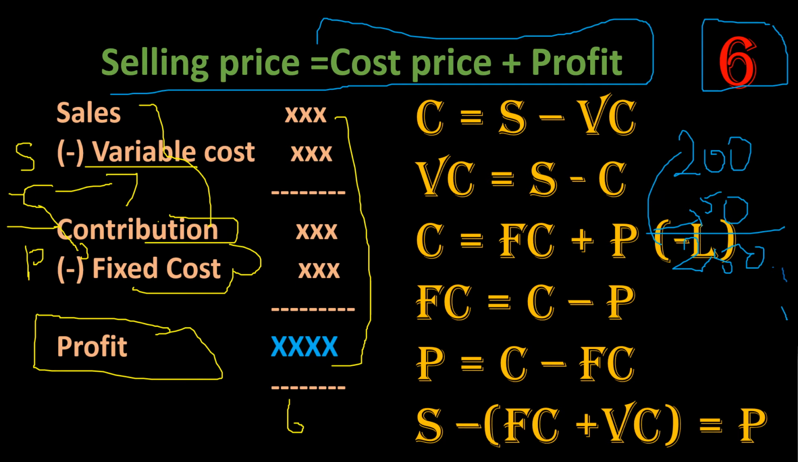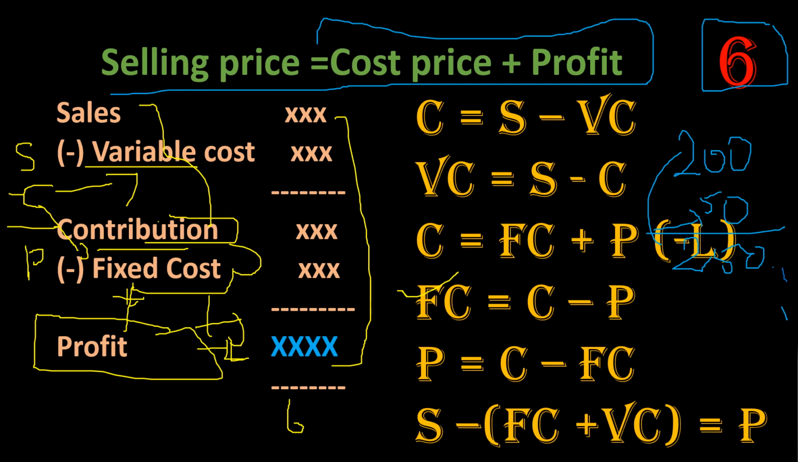In order to find the contribution, we add these two things: fixed cost plus profit. If it is a negative figure, then it is a loss, so we should subtract: fixed cost minus loss gives you the contribution. Next, fixed cost is equal to contribution minus profit. So for finding the fixed cost, you should deduct profit from the contribution.